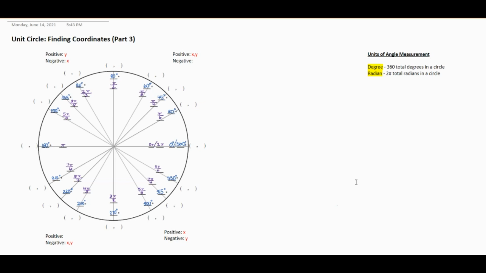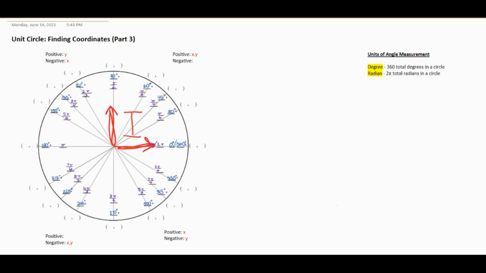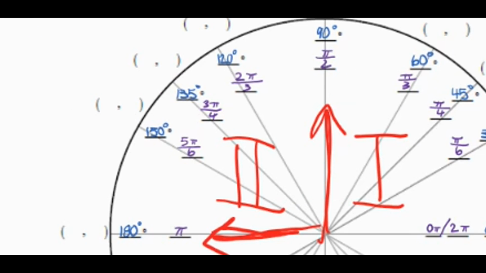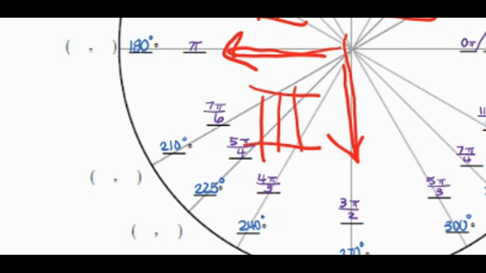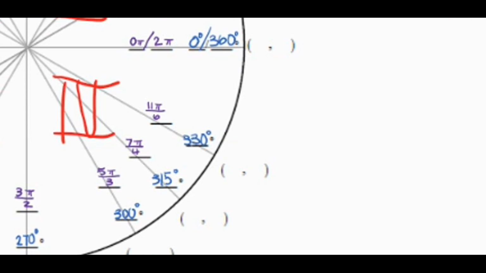Let's get started. For this video, I'm going to re-explain which quadrants are positive and negative along the x and y axis. As you can see here in quadrant 1, the x and y axis are both going in the positive direction. In quadrant 2, the y-axis is still going in the positive direction, although the x-axis is now traveling in the negative direction. In quadrant 3, the x and y-axis are both now traveling in the negative direction. In quadrant 4, the x-axis is traveling in the positive direction now, and the y-axis is still traveling in the negative direction.